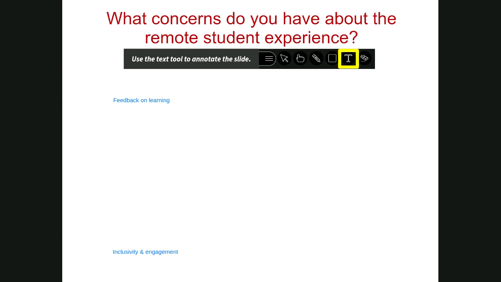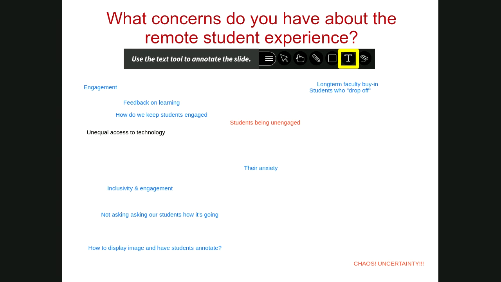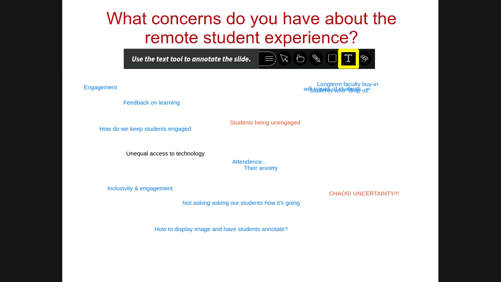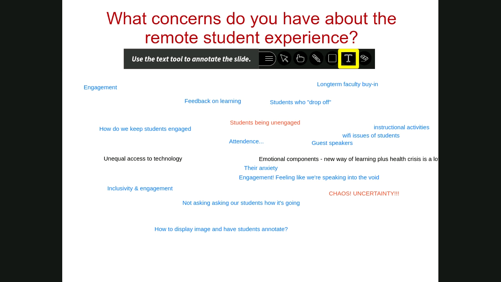Inclusivity and engagement, feedback on learning, again, engagement, students not being engaged, chaos, uncertainty. A lot of people are concerned about engagement, and that's what I've been reading also. I've been listening to all the other universities in addition to ours, and a lot of people are concerned about how we're going to keep our students engaged. So you came to the right place. We're going to talk about that. And unequal access to technology, that's another concern that we'll bring up today. Very good. Oh, stressed. Yeah, I can imagine.